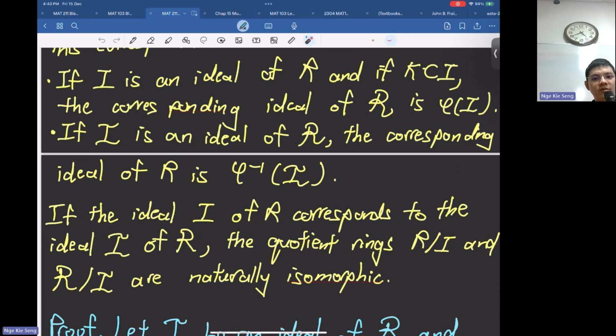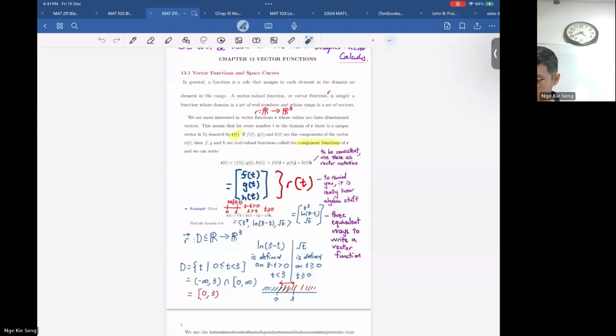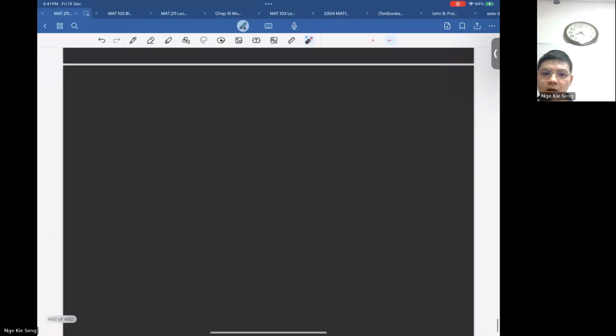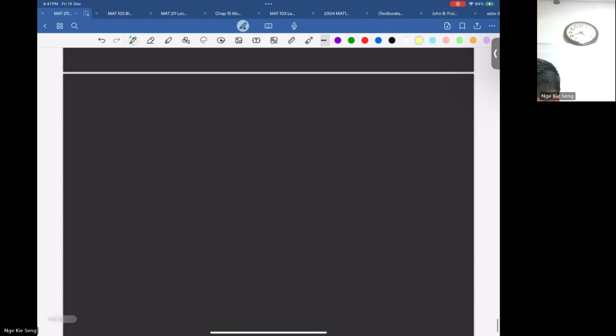Okay, I think we won't prove this because half of it is the same as the group version, and then the other half has some technicality to play with. Okay, so let's go to an example then. Let's go to an example. Okay, example.